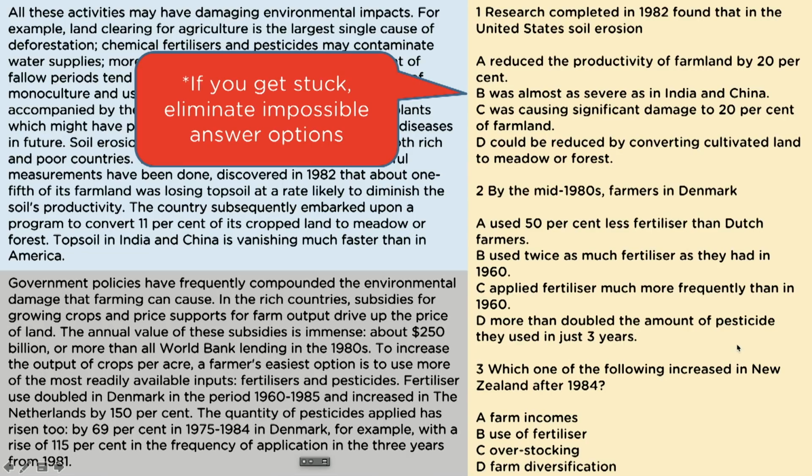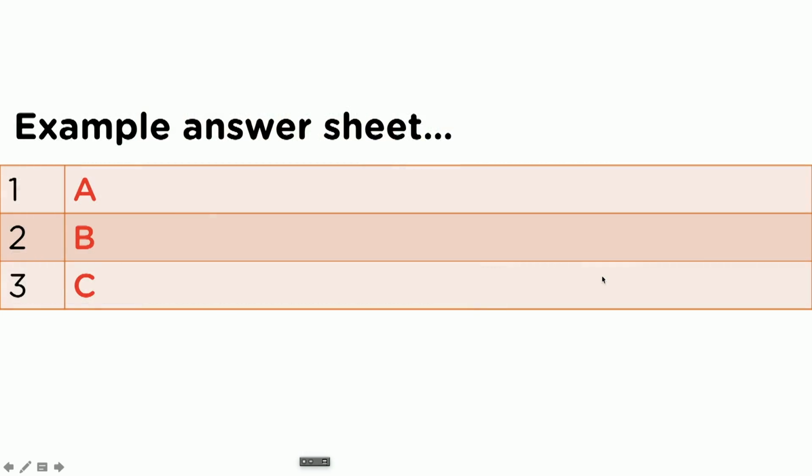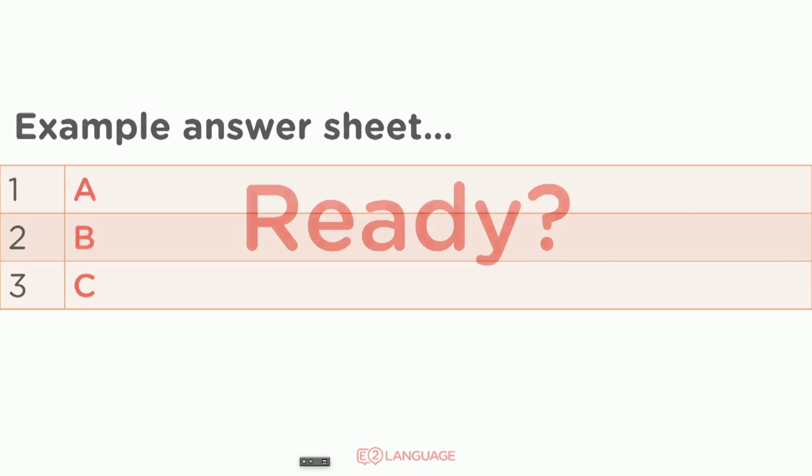No, we're not. I'm going to give you a little disclaimer. If you get stuck, eliminate impossible answer options, because by eliminating ones that you know are incorrect, it will increase your chances of selecting the right one. Your answer sheet will look like this. So you're going to write A, B, C, or D on the answer sheet next to the numbers.